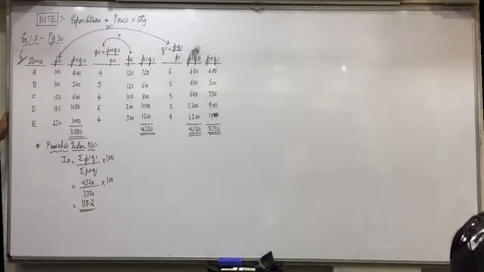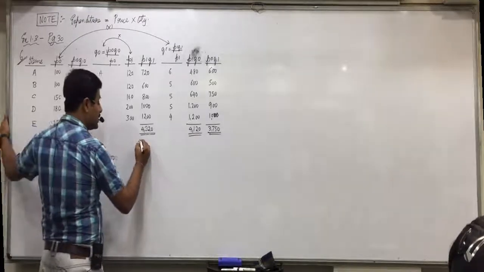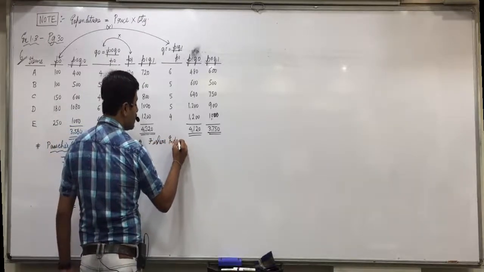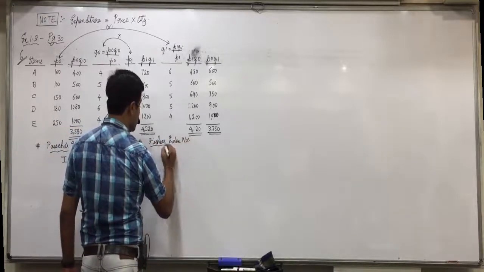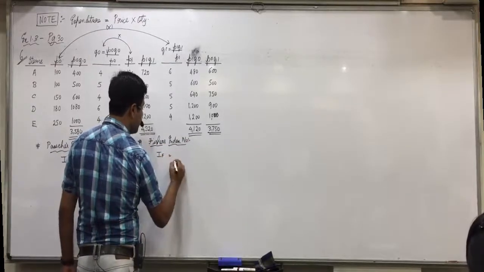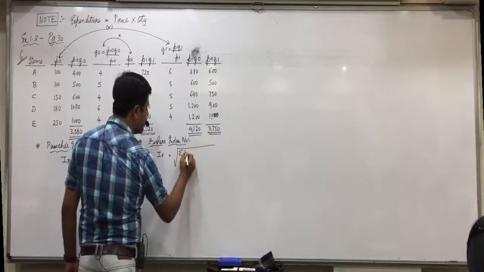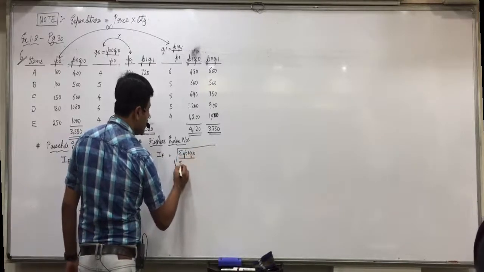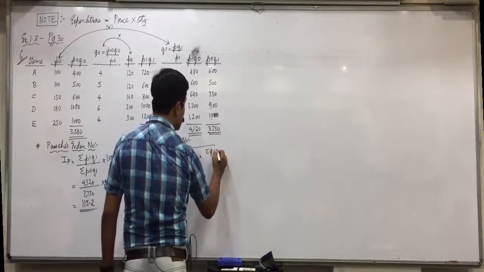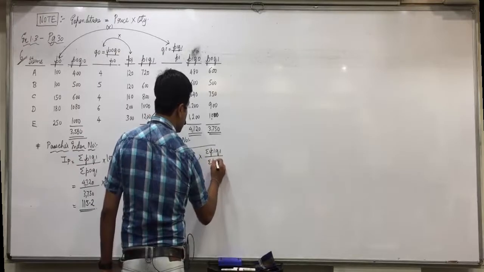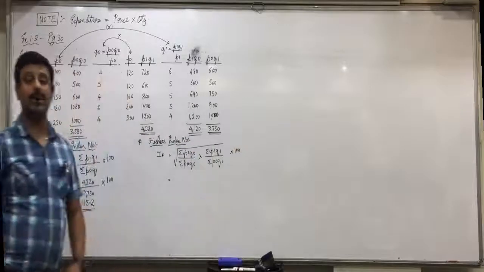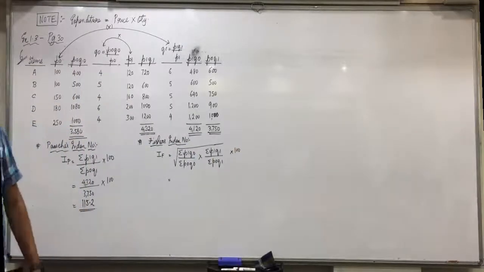All of you are clear with this? Now Fisher's is asked. So we will apply the full formula of Fisher's because Laspeyres is not available. So IF equals square root of sigma P1 Q0 upon sigma P0 Q0 into sigma P1 Q1 upon sigma P0 Q1 into 100. Are you all clear with this? Complete formula will be applied. Priya, put the values.